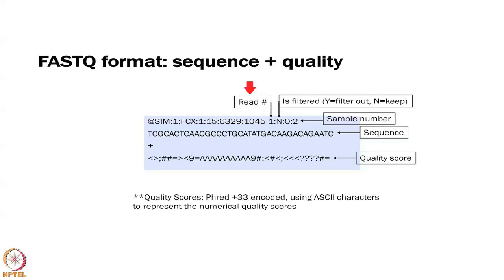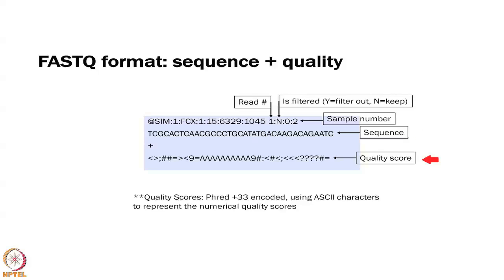You get a read number. If it's single reads, you'll only have a 1. If it's paired end, you'll have a 1 and a 2. And then if it's filtered out for quality reasons, you get a yes here. If it's kept, you get a no. And then there's a sample number, and then there's the actual sequence.